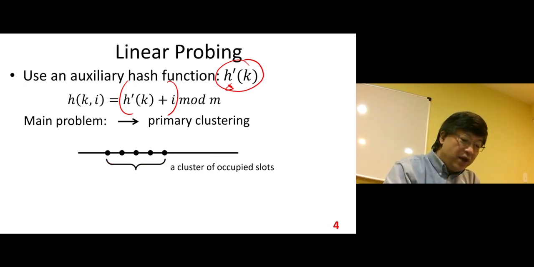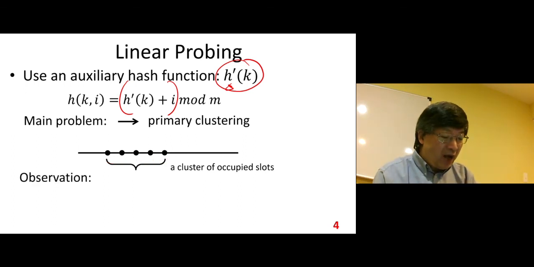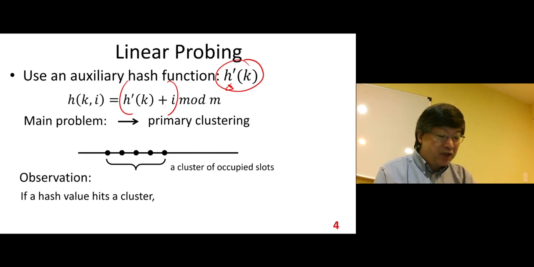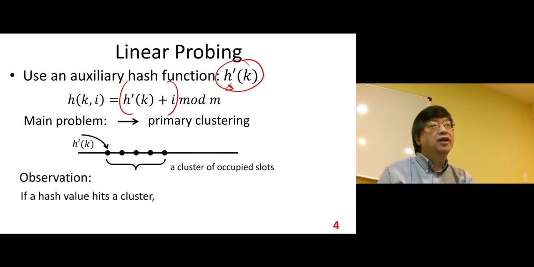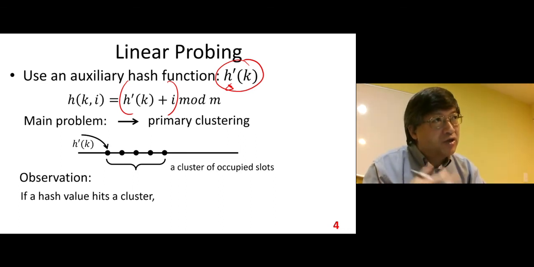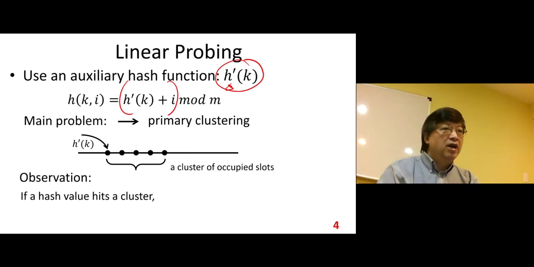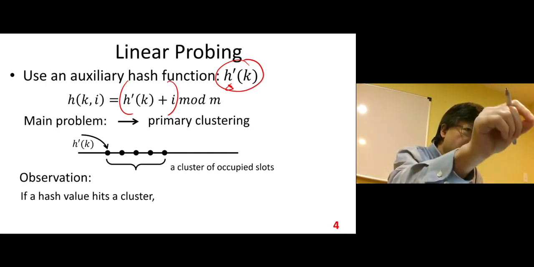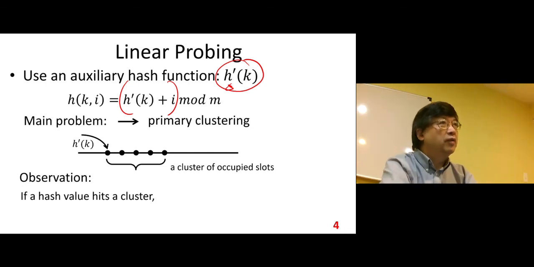Now we apply our hash function. Let's make this observation. If a hash function value hits a cluster, so when you evaluate that auxiliary hash function h prime of k, you fall into one of the clusters in the table, so you hit one.